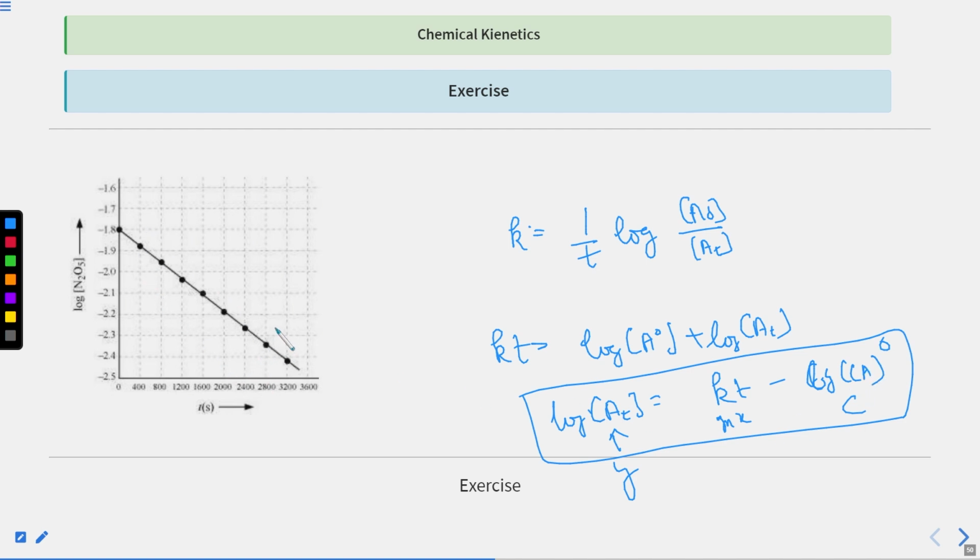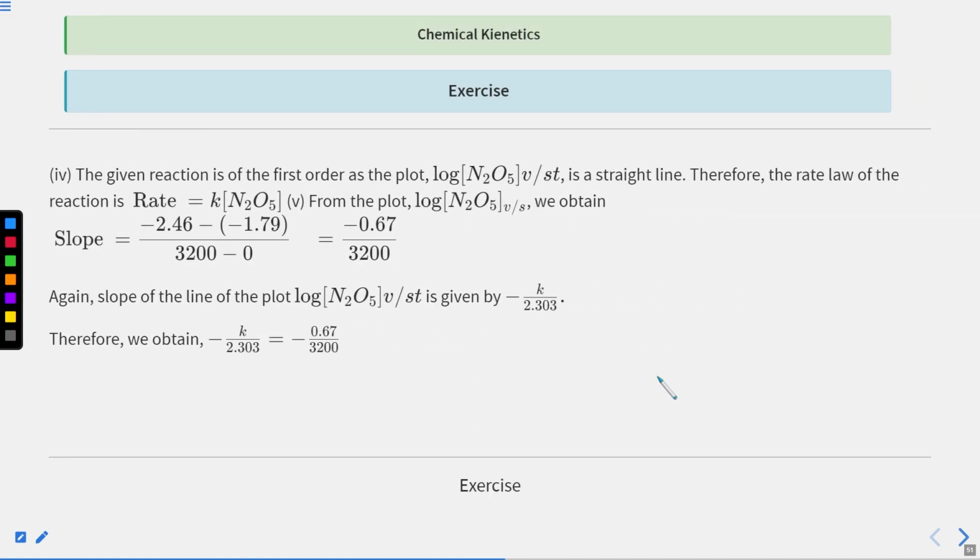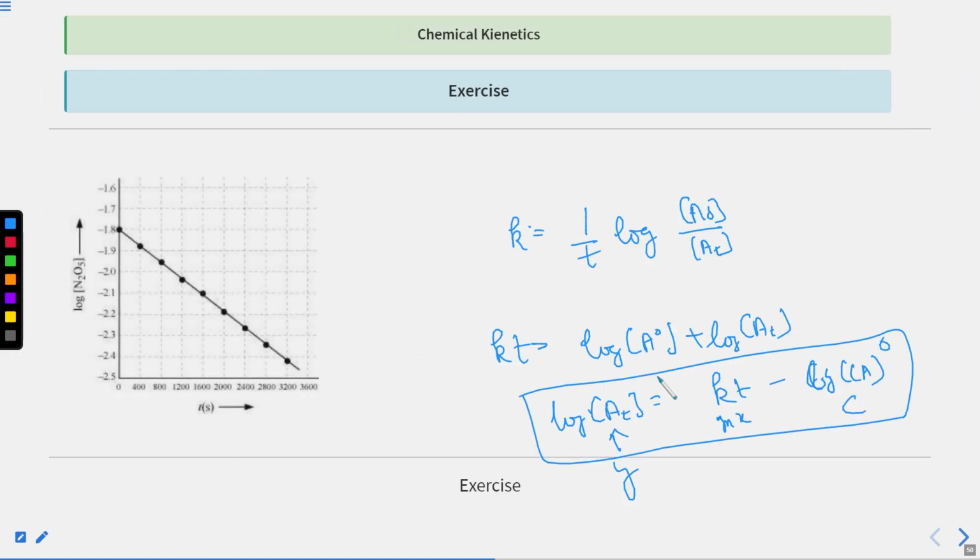Now what we have to find in this is our slope. Once we find the slope, we will get the value of k. So what is the slope here? Before that, we will see what the intercept is. So the intercept is minus log A naught, which is equal to minus 1.8. Now if you find this A naught, that would give you 10 to the power 1.8. That is our initial concentration. Okay, so we got this.